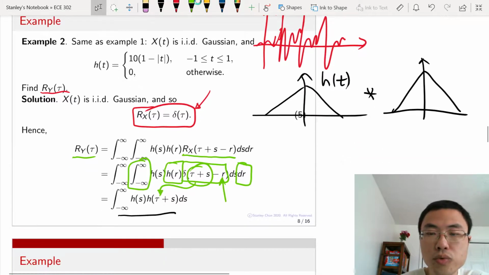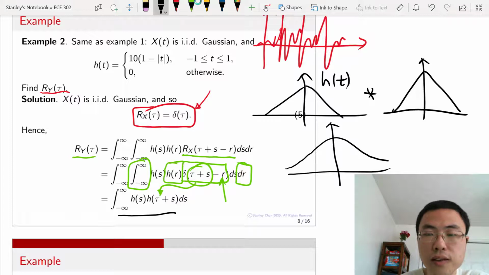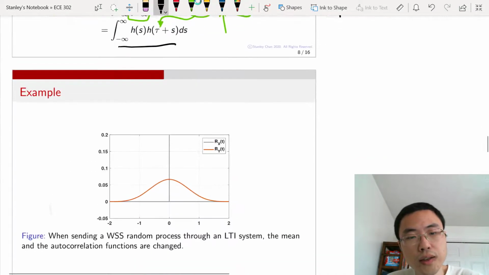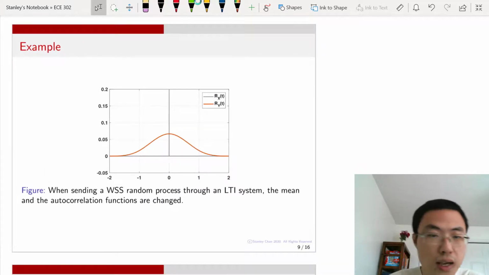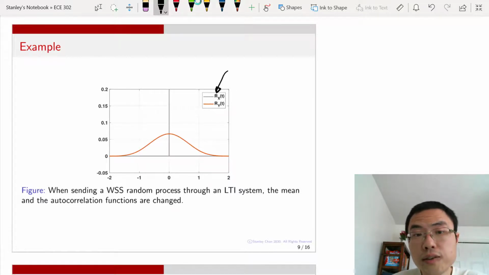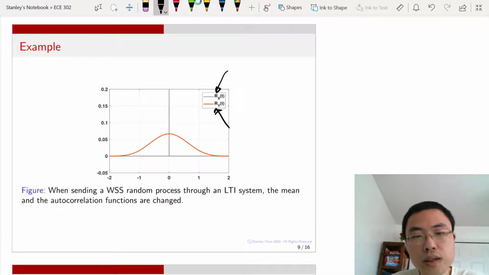If you do the convolution between two triangle functions, it will become something slightly more smooth. It's not a Gaussian yet, okay, but it will be a little bit smooth, and that will be your autocorrelation function of y. Now, in case you don't believe me, you can play with MATLAB or Python to generate some plots. The gray line here is the autocorrelation function of x, and then the orange line is the autocorrelation function of y. And as you can see, this autocorrelation function of y really follows what we have predicted.